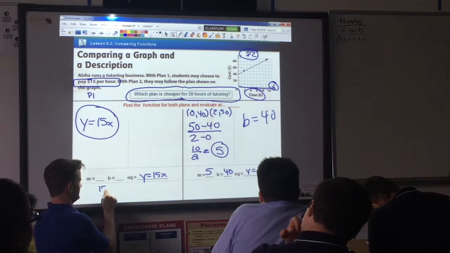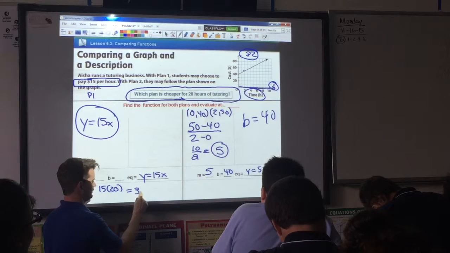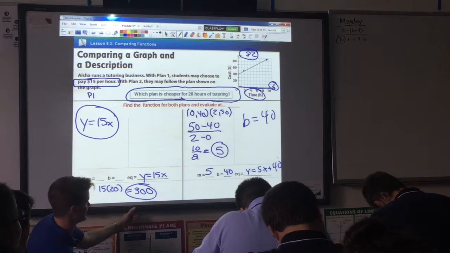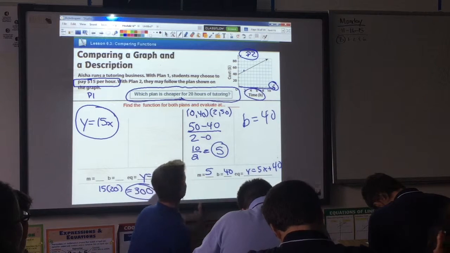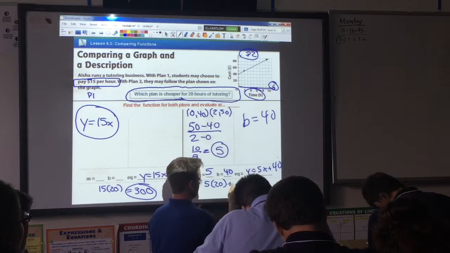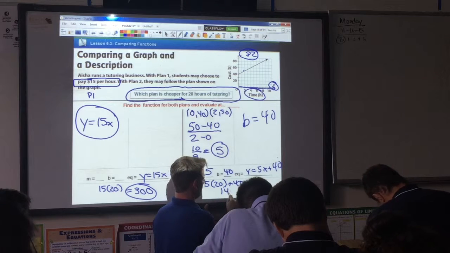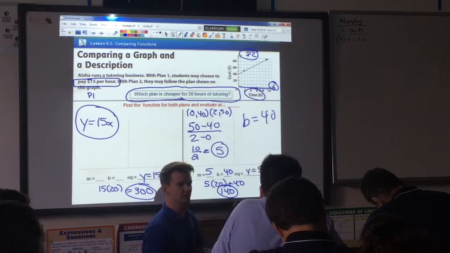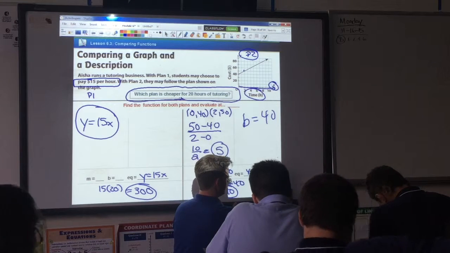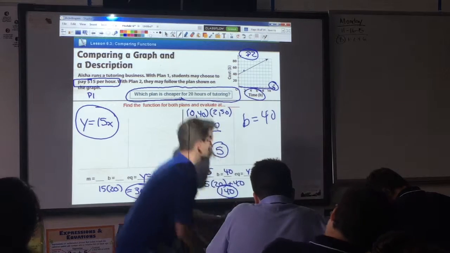Here, I'm going to do 15 times 20, which gives me 300, okay. So we know that 20 hours under plan 1 is $300. Now 20 hours under plan 2 is going to be 5 times 20 plus 40, which equals, anybody? 140. So which plan is cheaper for 20 hours? Plan 2. Plan 2 cheaper. Any questions?